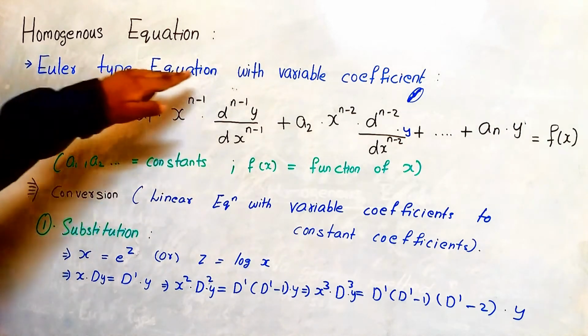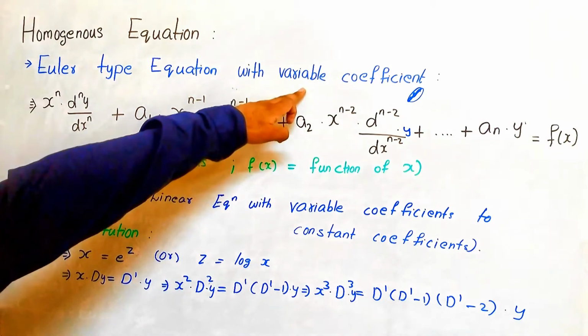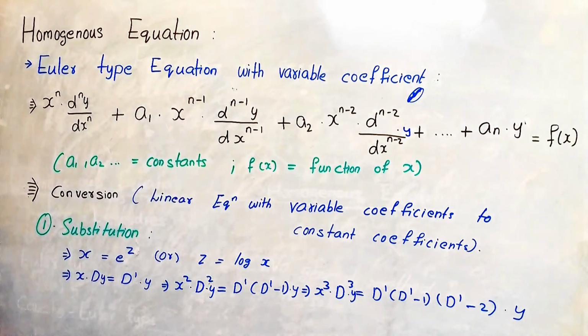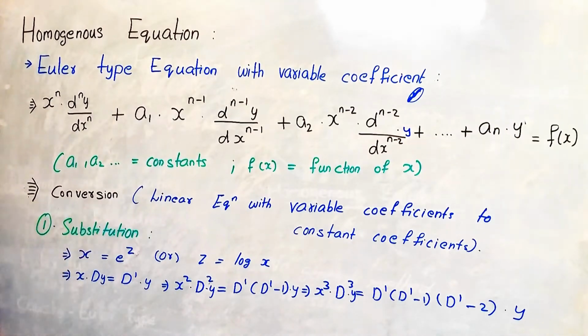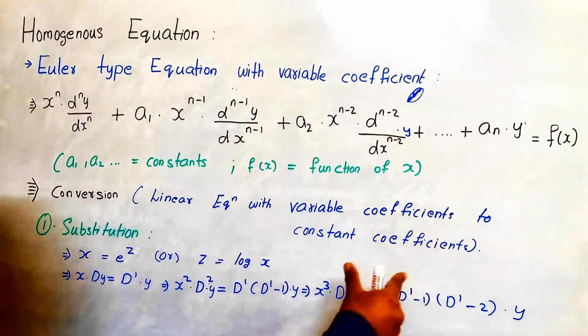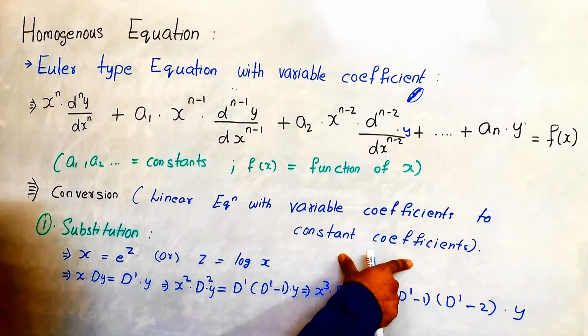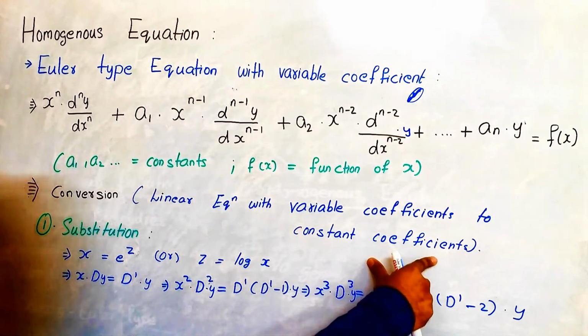We don't solve an equation in variable coefficient form directly. There is a conversion process in the middle. This is the next step, known as conversion. We have to convert the linear equation with variable coefficients to constant coefficients, meaning we convert the term with variable coefficient to the constant coefficient 1.